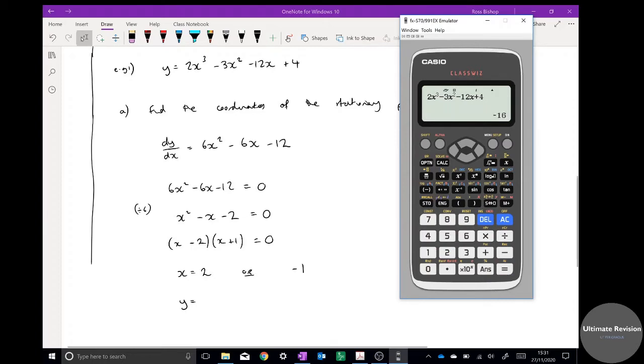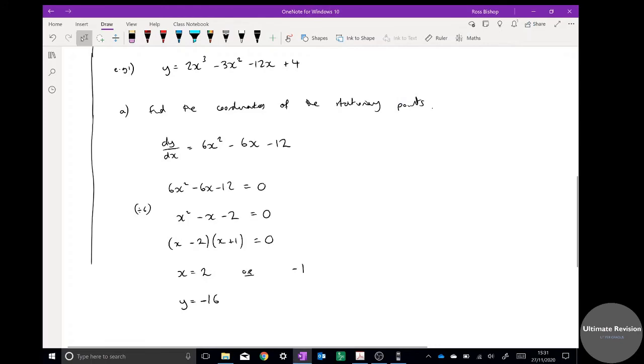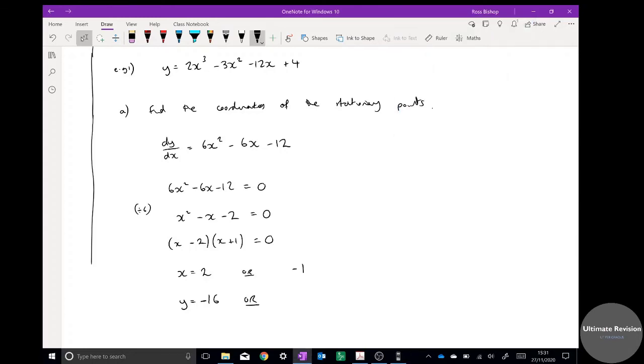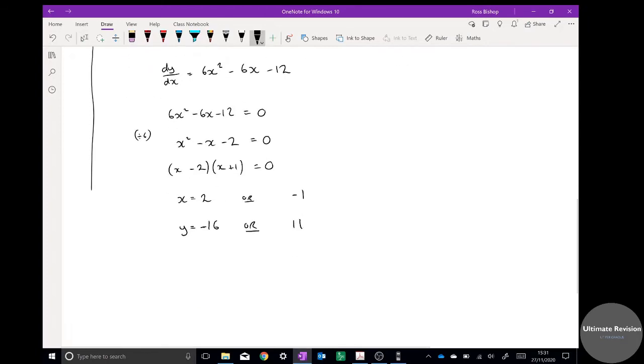It was minus 16, so y is going to be minus 16. For the other one, I press calc again, x is minus 1 this time, and it's just 11 there. So my answer, my two stationary points for that curve, is (2, minus 16) and (minus 1, 11).